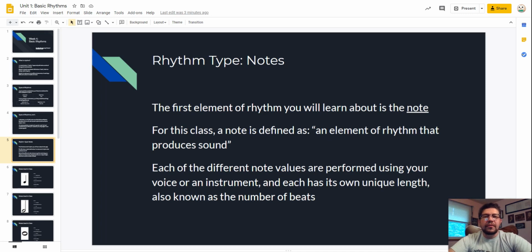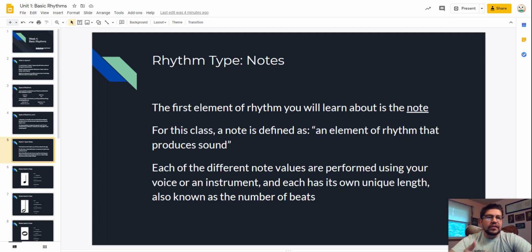There are two different big categories that we're going to get into today. The first of which is the note. For this class, a note is going to be defined as an element of rhythm that produces sound. I want you to memorize that, please. A note is an element of rhythm that produces sound. Each of the different note values is performed using a voice or an instrument, and each one has its own unique length, which is also known as a number of beats.